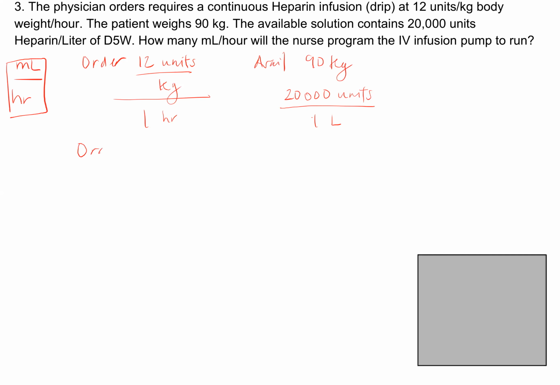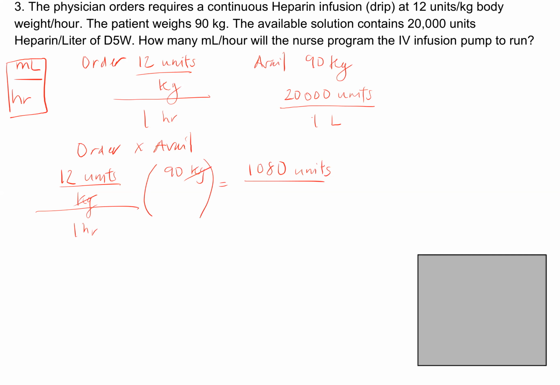Let's go ahead and get rid of the kilograms by multiplying this order by the patient's weight of 90 kilos. So we have order times available, 12 units per kilogram all over 1 hour. And you're going to multiply that by 90 kilograms of the patient's weight. Cancel out the kilograms, and you get 12 times 90 equals 1080 units per 1 hour.